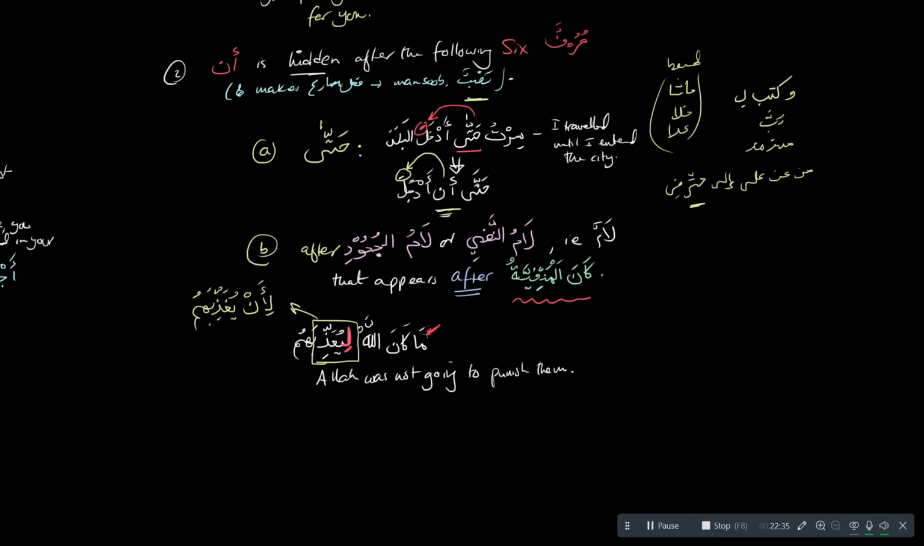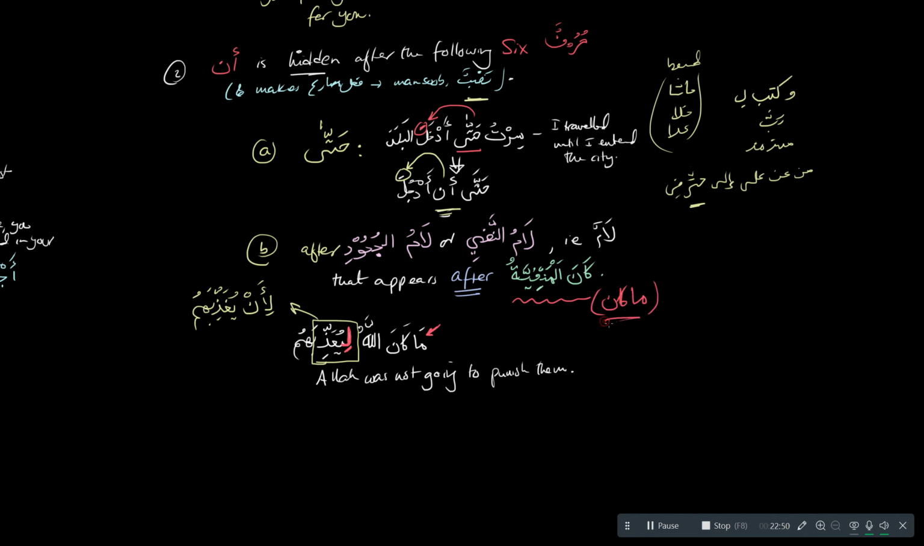So this is manfi with kana. If you have kana manfiya, which is like ma kana, the lam that appears after kana manfiya, which is ma kana, like this. If you have this and there's a lam with this, then there's a hidden an in this lam. If you have a kana manfiya, which is ma kana, then there's a lamu juhud. This is called lamu juhud or lamun naf'i. And there's a hidden an over here.